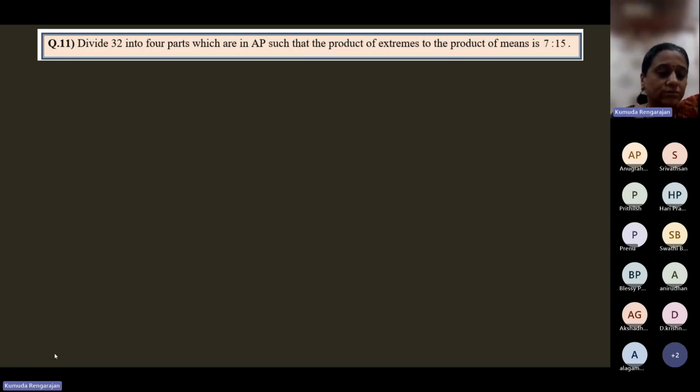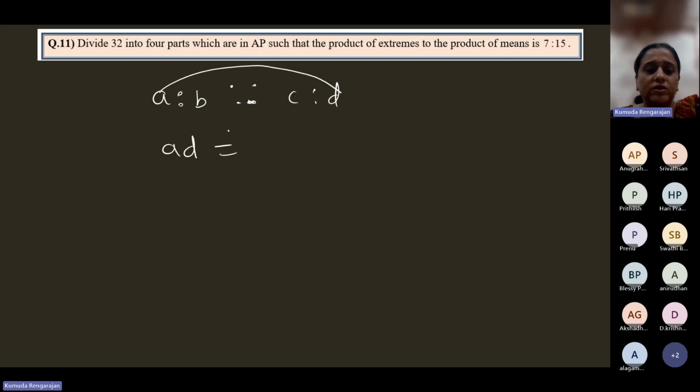So in the chapter ratio and proportion, you would have come across these phrases: product of extremes, product of means. Supposing you have the proportion A is to B as C is to D. So in a proportion, the product of extremes, A into D, is equal to the product of means, B into C.